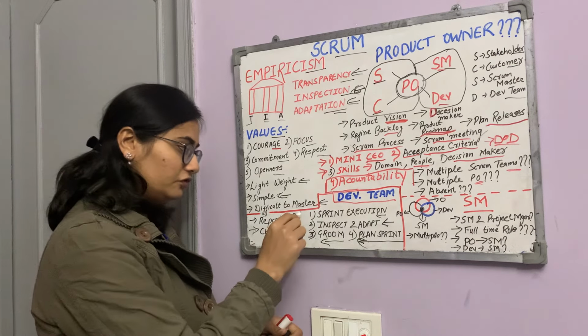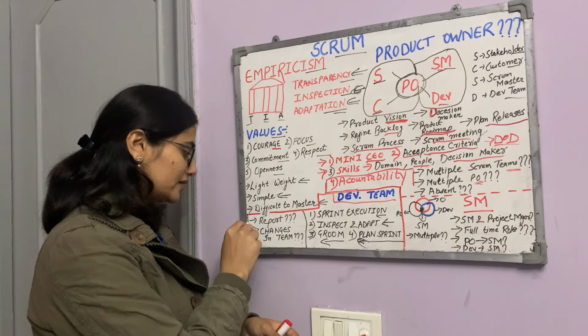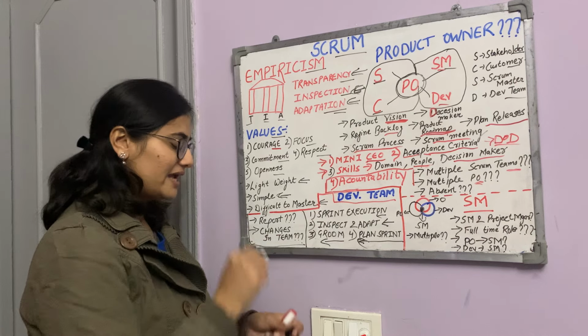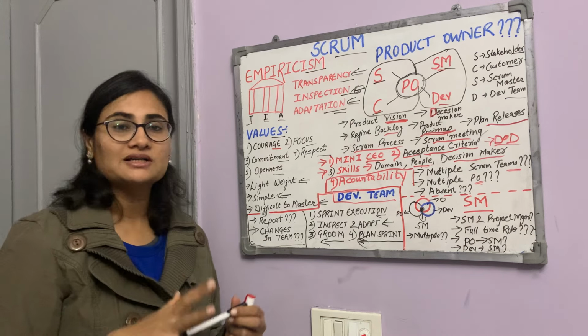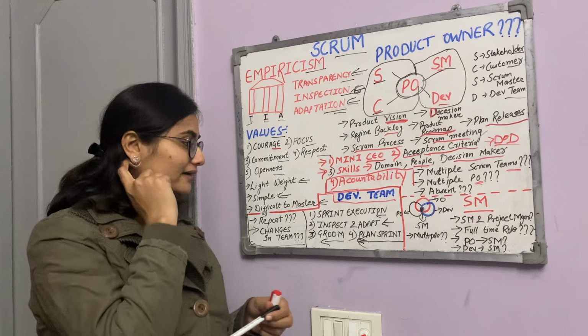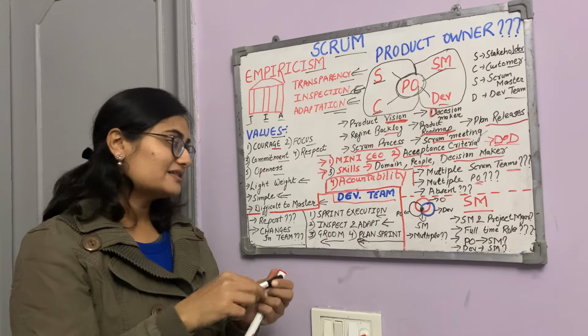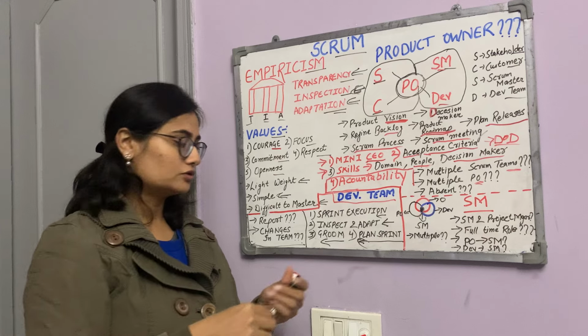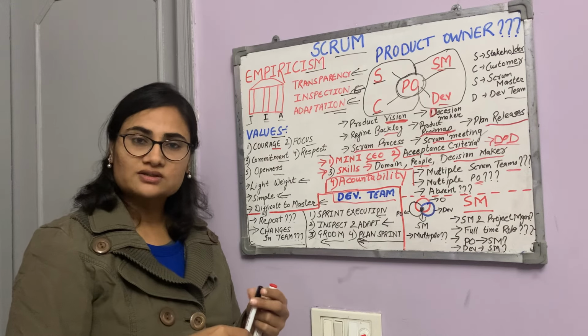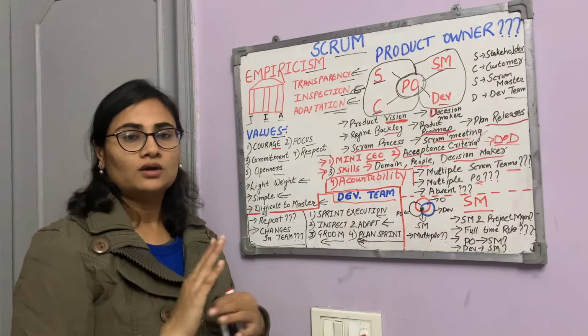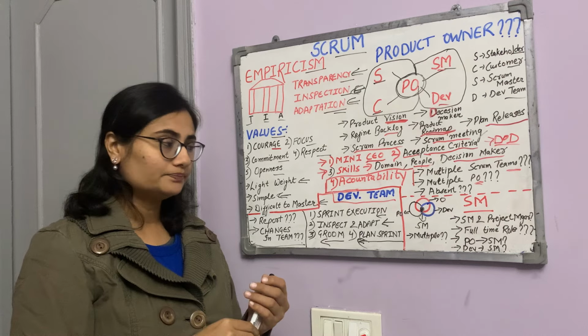Now, few confusing points which we must understand in order to get the clarity of the role of a development team. First is, who do they report to? So, do they report to Scrum Master? No, they don't report to Scrum Master.